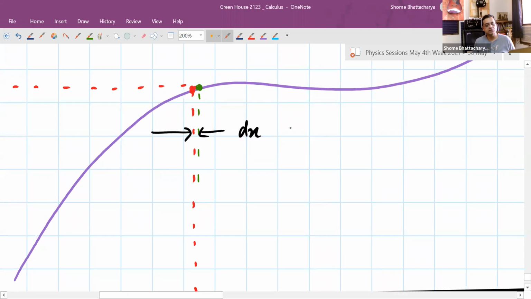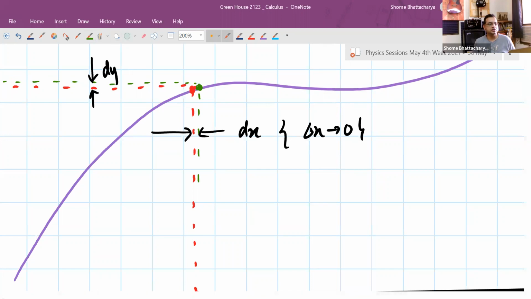So this distance which is there between these two points is my dx, which is basically delta x tending to 0. That is the meaning of dx. And correspondingly, when I select that point, I'll get some very small change in the y coordinate also. And that change in the y coordinate is my dy. So the ratio of these two becomes my instantaneous rate of change.